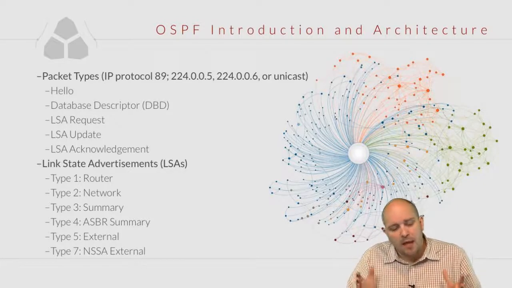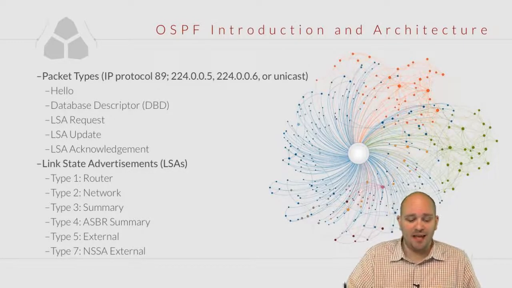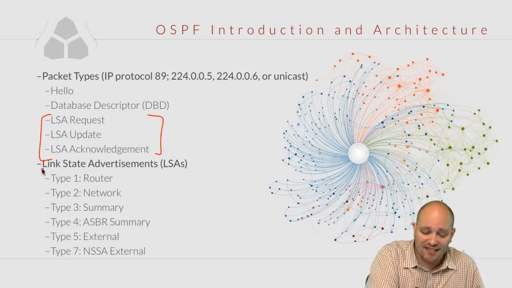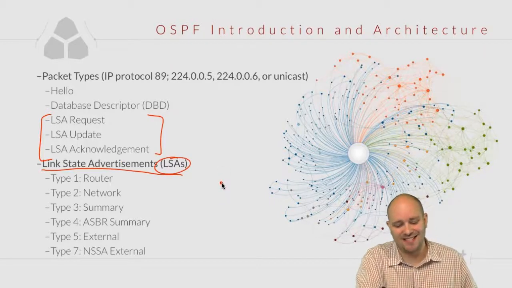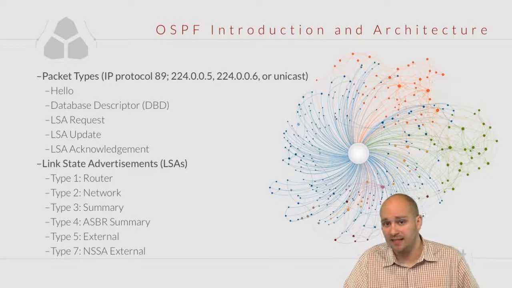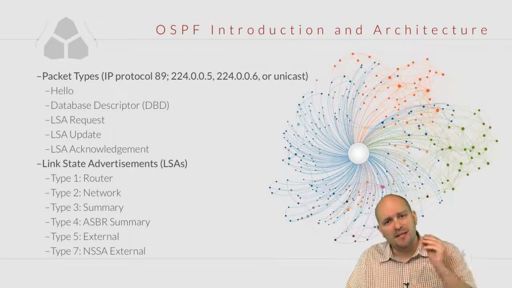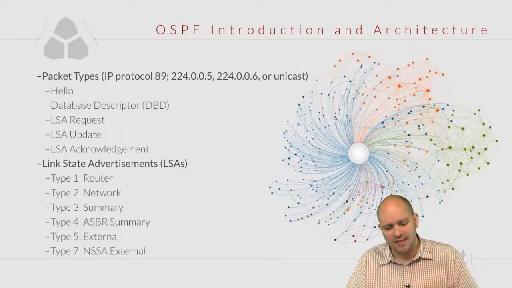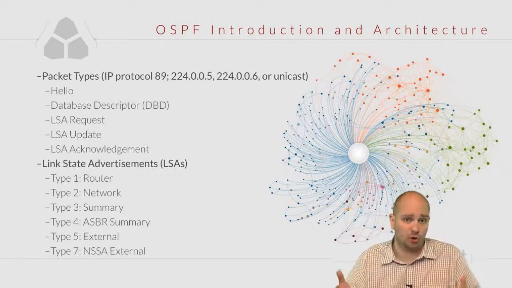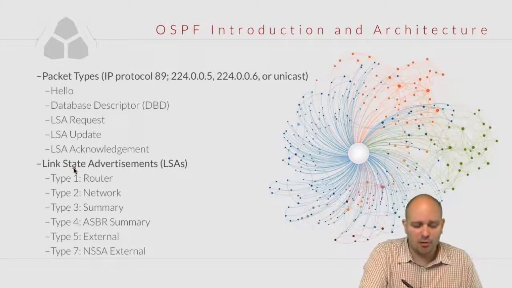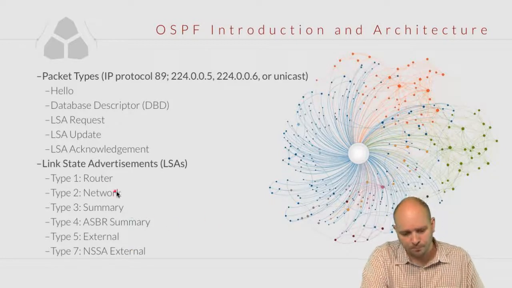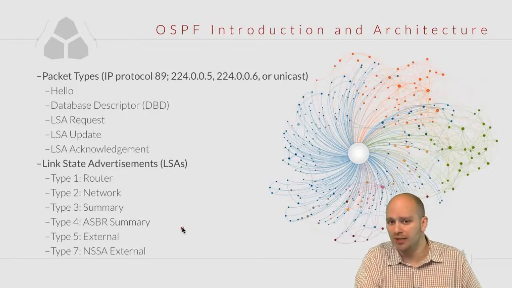And finally, the information that is being exchanged here, the contents of the database, are link state advertisements, the LSAs. In OSPF, there are different types of link state advertisements, different kinds of database entries that carry different sorts of information. These are the most common ones. There are some other ones, and I'm going to briefly mention them later on, but these are the ones that you really need to understand.